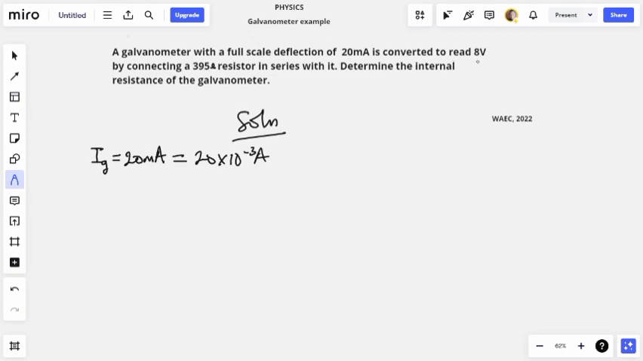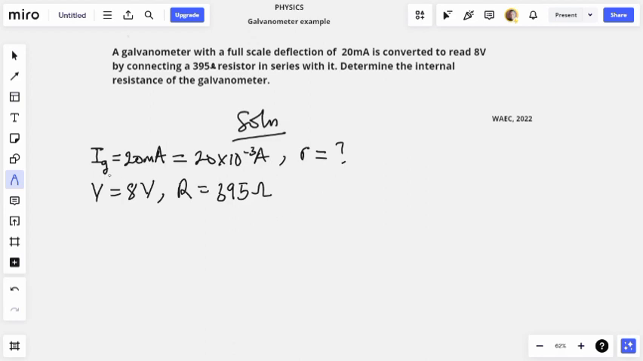The next parameter is that it is converted to read 8 volts. That 8 volts represents the voltmeter reading, so V equals 8 volts. Then the resistor connected in series with the galvanometer is 395 ohms. Determine the internal resistance of the galvanometer: internal resistance, small letter r, is what we are looking for.